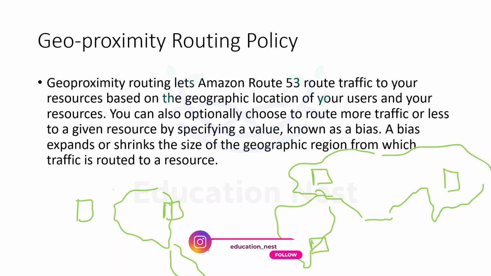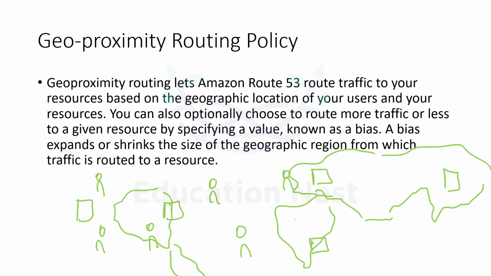So I can decide where to put the requests coming from users across the world. I'm having users all over the world, so where do I put those requests? According to this, it will go to the nearest point, but you can specify the bias value, and you can increase or shrink the size of the geographical region.